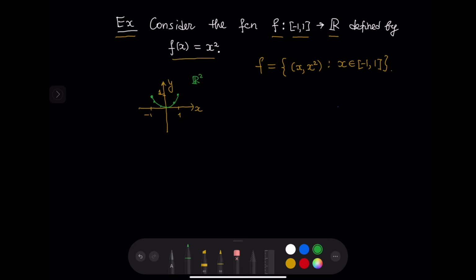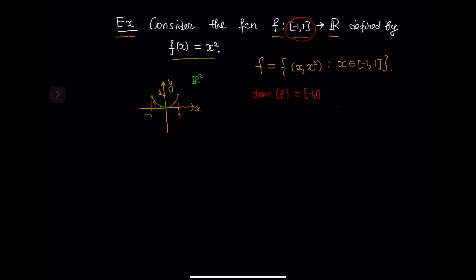Let us try to understand what the domain of this function is. The domain of this function will be the set of all of the x coordinates of the points on this portion of the parabola. You can see that the x coordinates range from -1 to 1. So the domain of the function is the interval from -1 to 1. And we could have written that immediately because that's how the function is defined, right? The function f is from -1 to 1, so that's its domain.